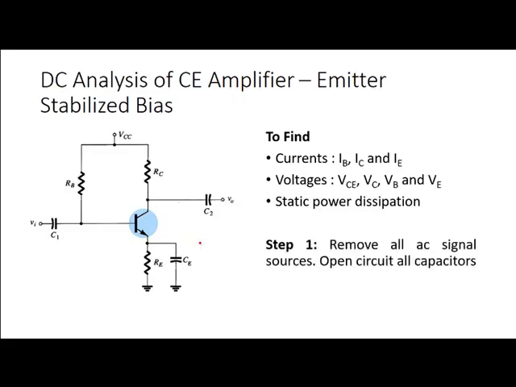Step 1 is to remove all the AC signal sources. We don't want the effect of AC signal sources on our analysis, so we will have to remove Vi and V0. We can do that by open circuiting all the capacitors. There are three capacitors, so we need to open circuit C1, open circuit C2 and also open circuit the bypass capacitor CE. Capacitors act as open circuit for all the DC signals. So after removing the AC signal sources and open circuiting all the capacitors, the circuit looks like this.